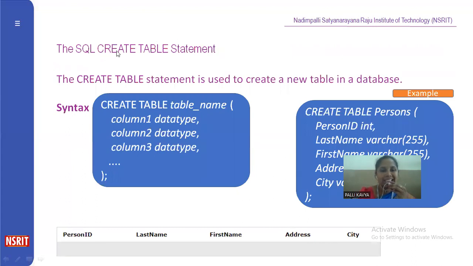This is an SQL create table statement. If you want to create a data table, this is the syntax: create table, table name, column 1, and which data type this column represents. The employee ID is a mix of characters and numbers. The name is a character type. This is some roll number, which is an integer data type.